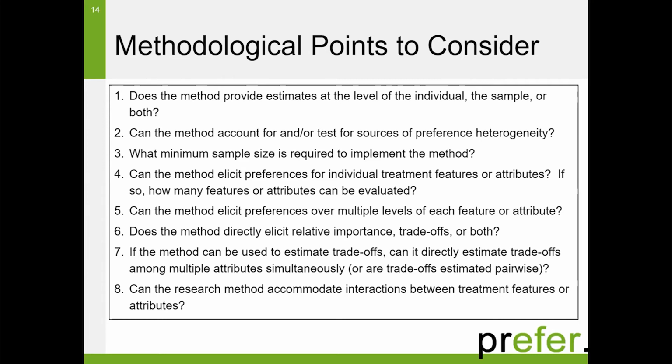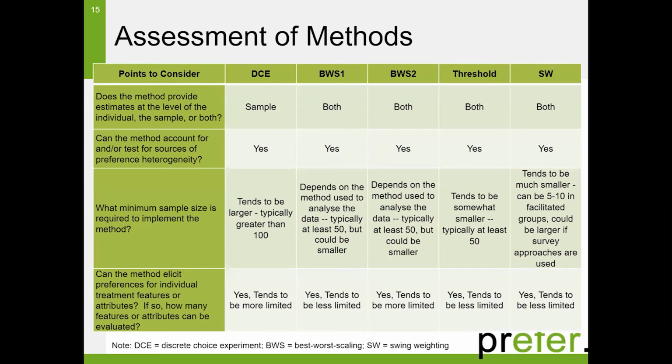However, methods such as the threshold technique estimate trade-offs among pairs of attributes. And finally, some methods can account for interaction effects among attributes, while others cannot. So we evaluated each of the 5 methods along those 8 points to consider.